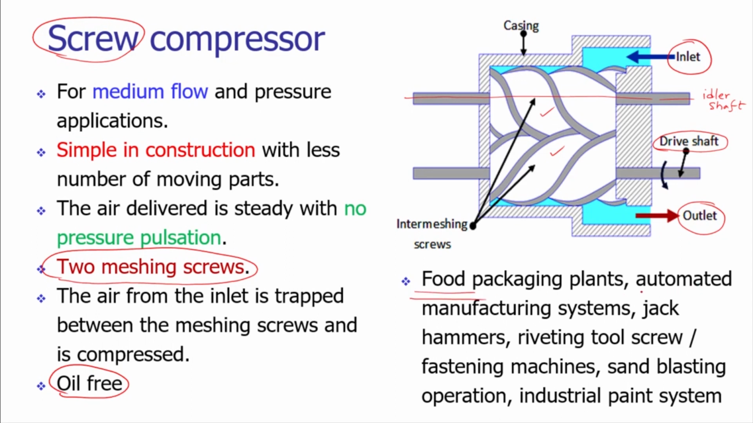The screw compressors are utilized in automated manufacturing systems. They are used in jackhammers and riveting tools. So you might have seen a lot of pneumatic tools are utilized for the fastening operation. The automobile screw fastening operations are done by the compressed air. The screw compressors are also utilized for sandblasting operation, and they are widely used in industrial paint systems. For painting operations as well, we need the compressed air, and the screw compressors are providing the same.